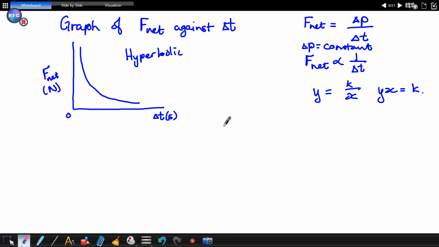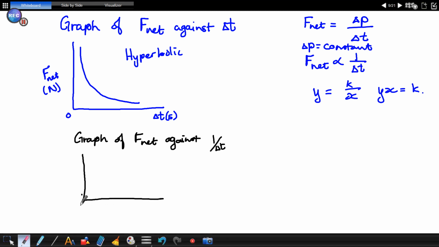Are you happy? What will the graph of F net against 1 over t be? Beautiful. So F net and 1 over delta t, so it's the second to the power negative 1, am I right? That one will be linear.